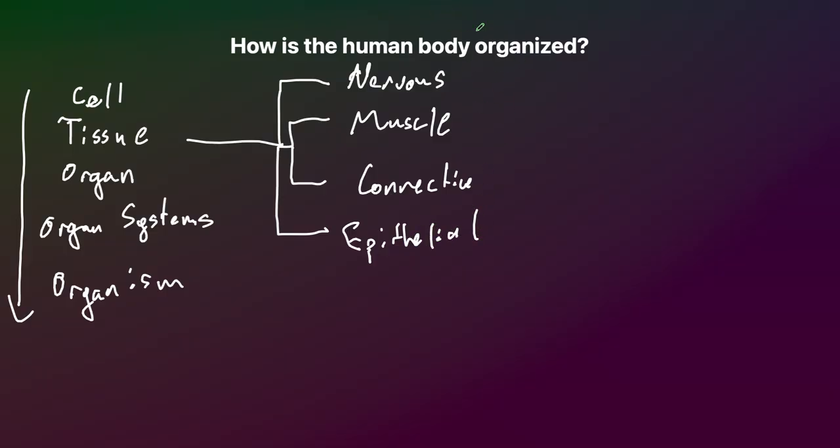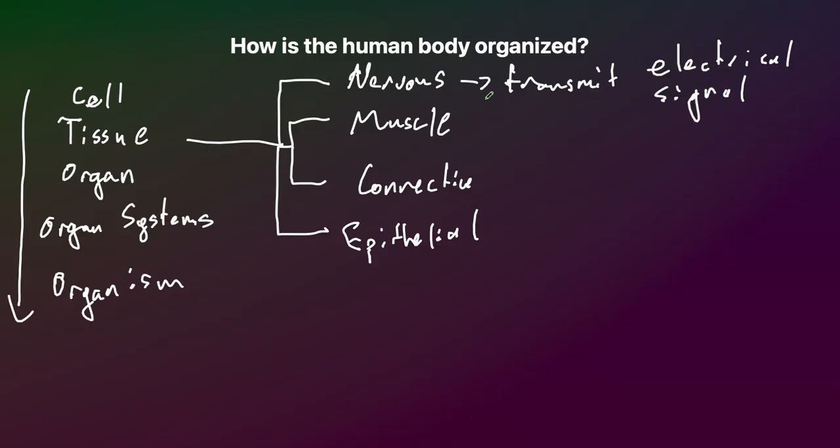The nervous system is made of nerves, obviously, which transmit electrical signals. Yeah, that's what nervous tissue is. They transmit electrical signals, and then if you have enough of them, you can use it to think and be conscious.